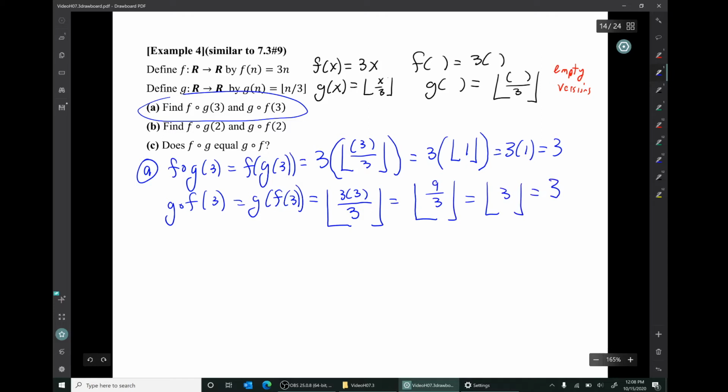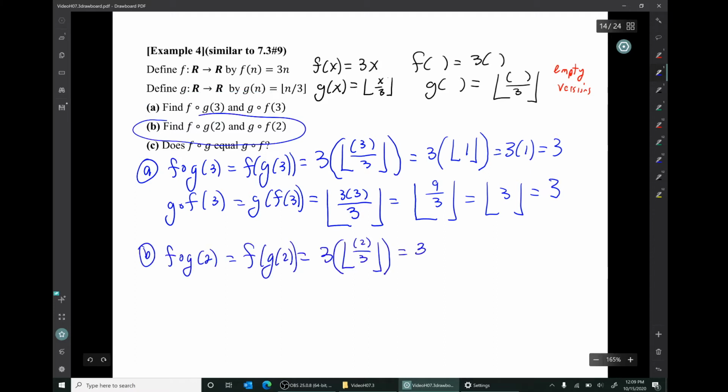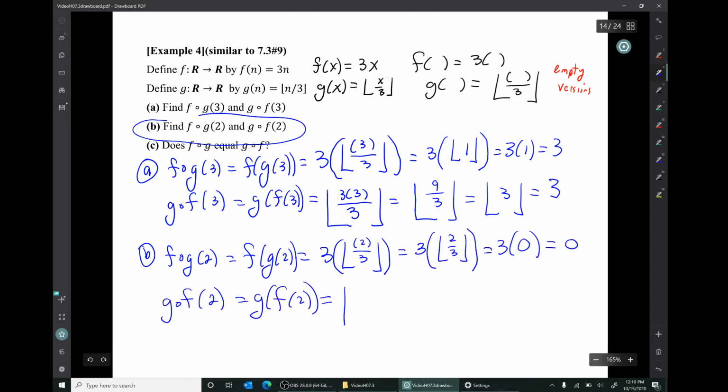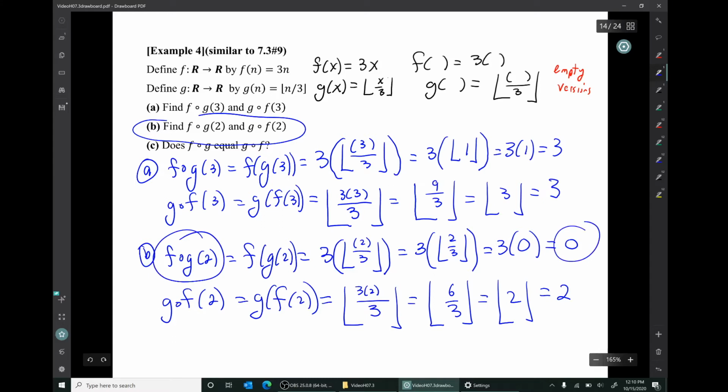So we see that for the input of 3, x equals 3, the outputs of both functions are just the number 3. Now, let's compute the outputs for an input of 2. We see that for an input of 2, f circle g gives an output of 0, but g circle f gives an output of 2. So f circle g and g circle f are not the same function in this case.